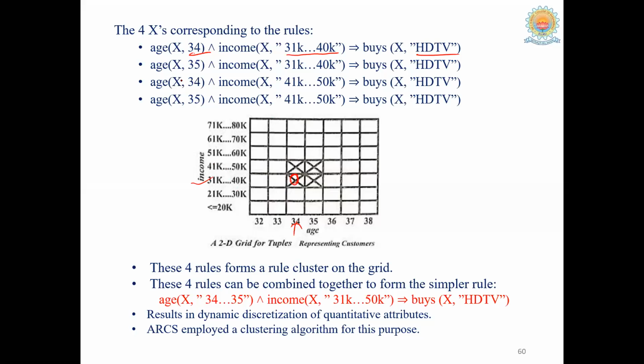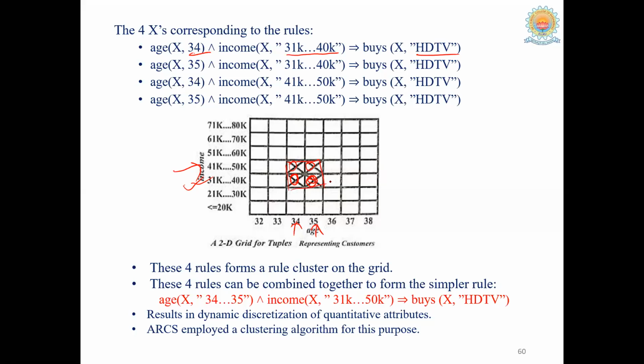Again, coming to the second rule, X with age 35 and income 31K to 40K indicates this cell. Coming to the third rule, X with age 34 and income of 41 to 50K indicates this cell. Similarly, the last rule indicates this cell. By projecting the rules and clearly observing this grid, we can form some clusters.